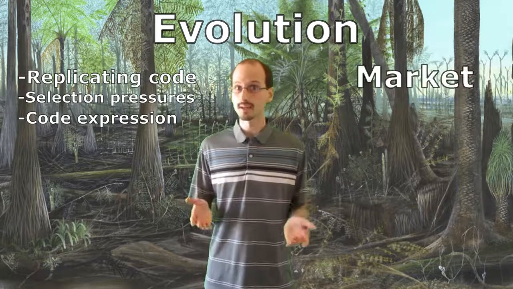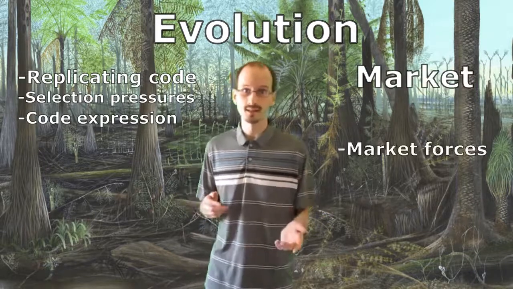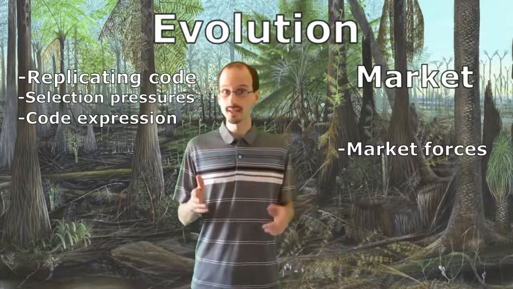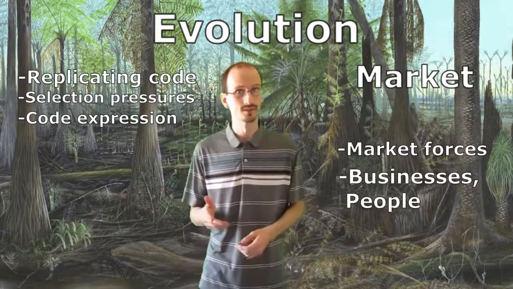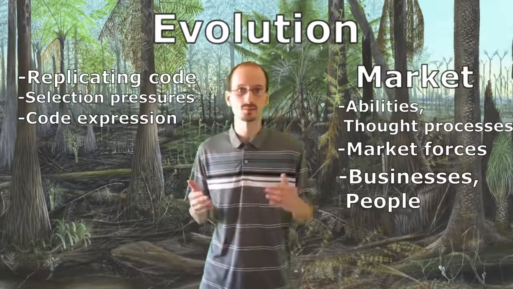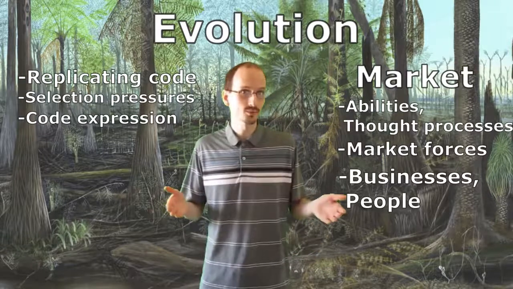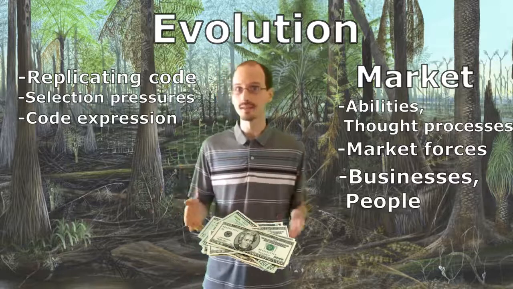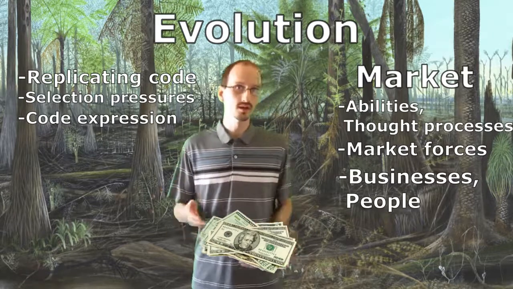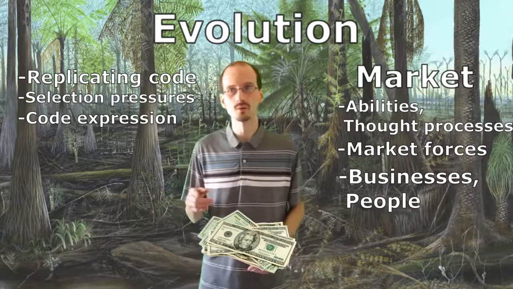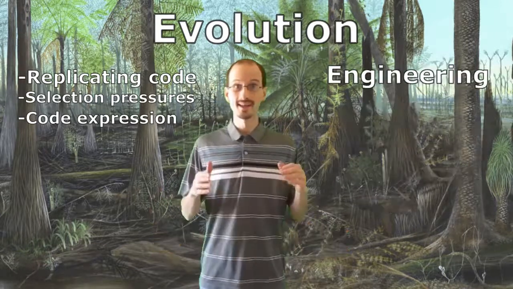For instance, the market is an evolutionary landscape of supply, demand, regulation, taxes, and subsidies. Its organisms are businesses and people, and the DNA is people's abilities and their thought processes when they make decisions. The selection pressure is money. Those whose habits and choices lead to gaining money thrive, and those who don't, well, businesses crash and people go live with their parents. Engineering is an evolutionary landscape.